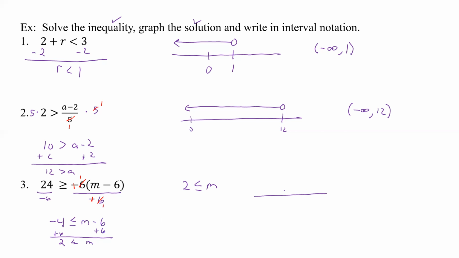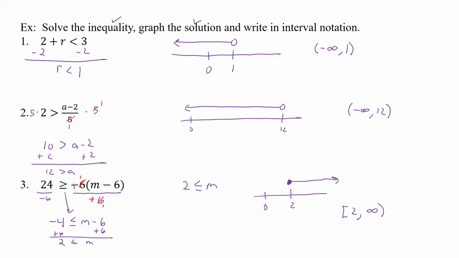So we can write our graph here. Here's our 2. If we put our 0 in here and it's greater than or equal to, that means we're going to have a closed circle, and it's going to be everything in that direction. And that means we're going to go from bracket 2, comma, to infinity, parenthesis. Okay, so the key on this one was when we divide by that negative 6, we have to remember to flip that inequality sign the other direction.